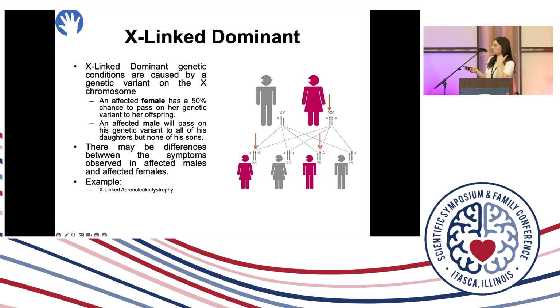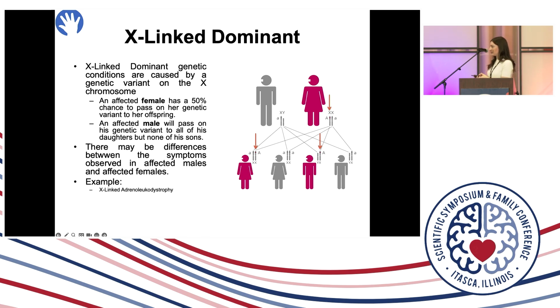The other piece with X-linked dominant conditions is that there can be differences between the symptoms observed between males and females. And so most often, males tend to have more significant health concerns, more significant symptoms. And the reason for that is because they only have 1 X chromosome. Whereas for females, we have 2 X chromosomes. And so it acts a little similarly to when we were discussing carrier status for autosomal recessive conditions, where that second copy of the gene may be able to compensate for the copy that isn't working.